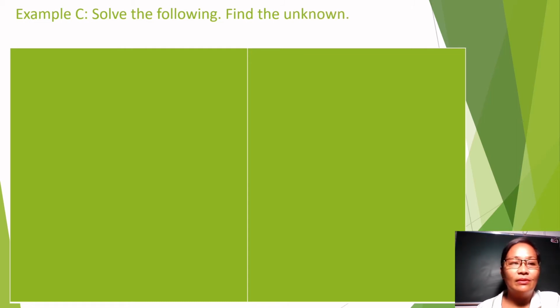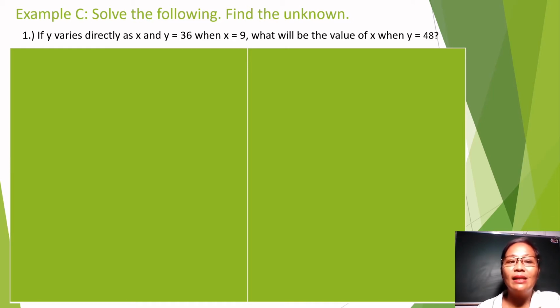Find the unknown. For number 1, if y varies directly as x and y is equal to 36 and x is equal to 9, what will be the value of x when y is equal to 48? So in here, we have already 3 given and 1 unknown. First, we need to find the given. For y sub 1, we have 36. X sub 1, we have 9. Y sub 2 is equal to 48. And for x sub 2, it is our unknown.